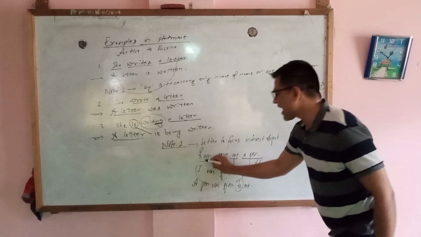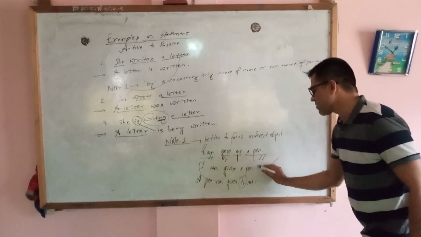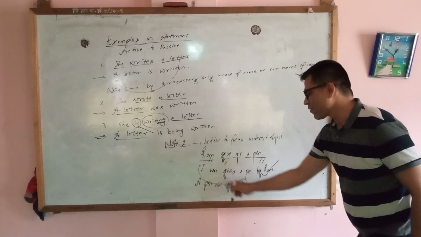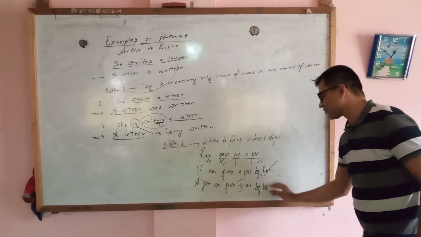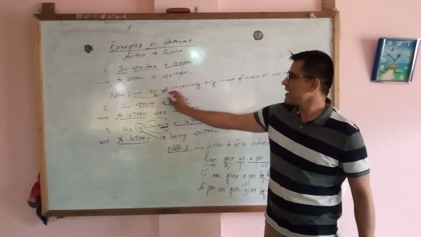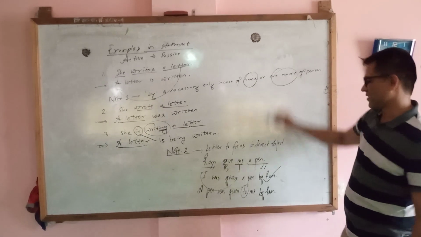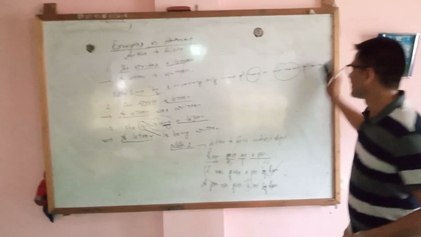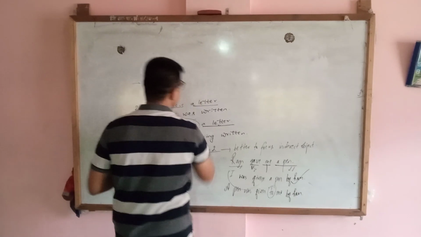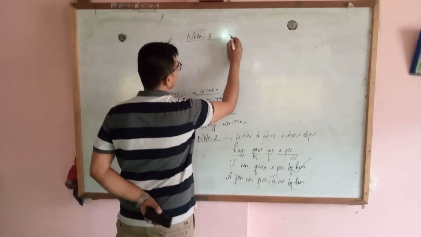But here Ram is there. Don't forget. I was given a pen by Ram. And here as well, a pen was given to me by Ram. Because I told you in the beginning, by is necessary only in case of name and surname. Don't forget that. Yes, dear students. Now, let's go to note number third.